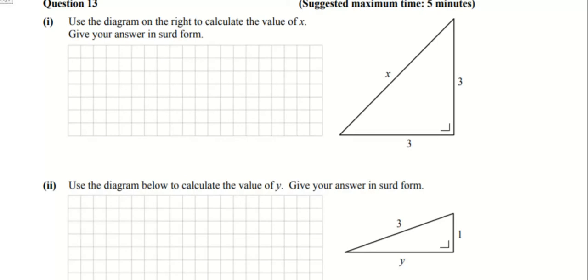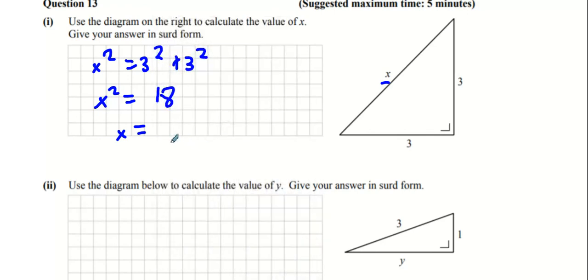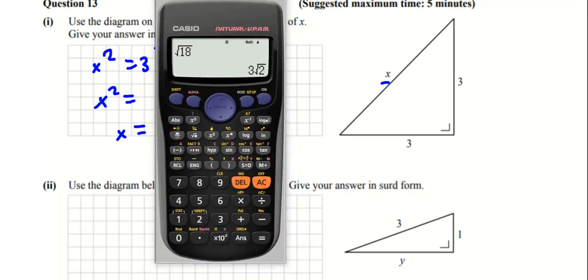Use the diagram to calculate the value of x. Give your answer in surd form. Well, x squared equals 3 squared plus 3 squared. x squared equals 9 plus 9, which is 18. x equals the square root of 18. 3 root 2, which is 4.24. Oh, in surd form. Excuse me, I made a mistake there. 3 root 2.